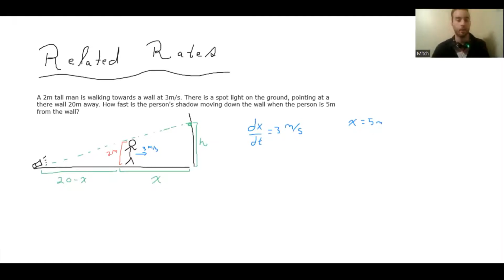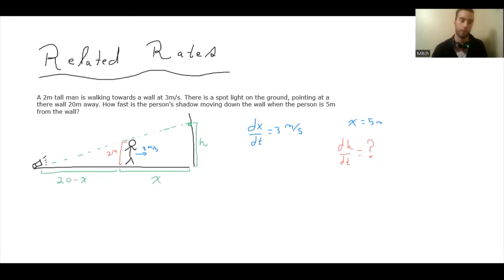But anyways, right now, what is our desire? Our desired quantity is this dH by dt. That's what we want to know. Given that we know his speed, we're going to know how far he is away from the wall, and we're going to know what his height is. What can we do here to come up with an equation that relates the height of the shadow to these things that we know?